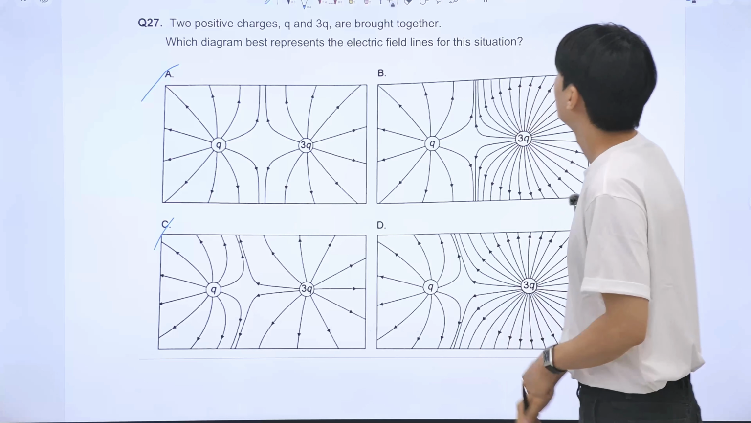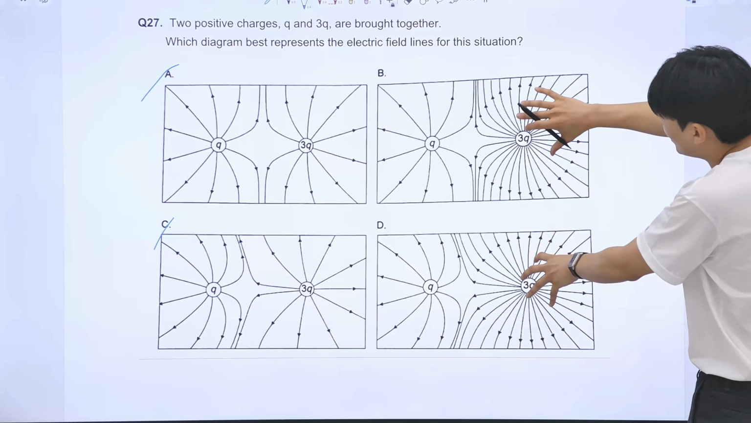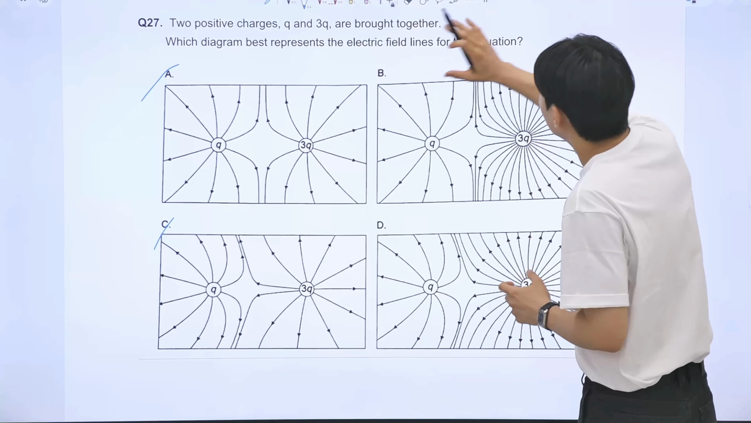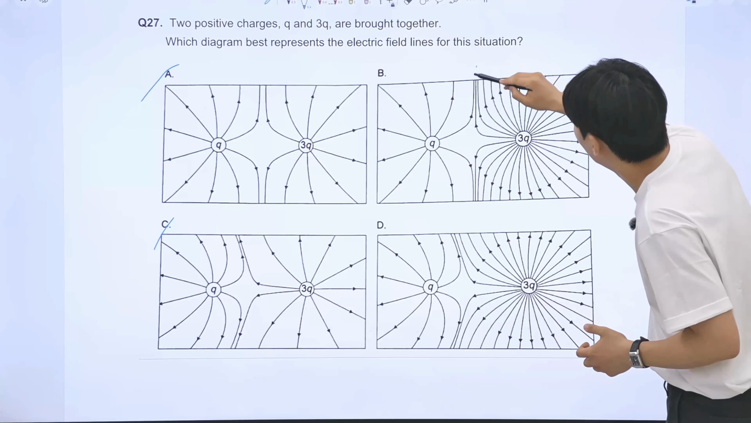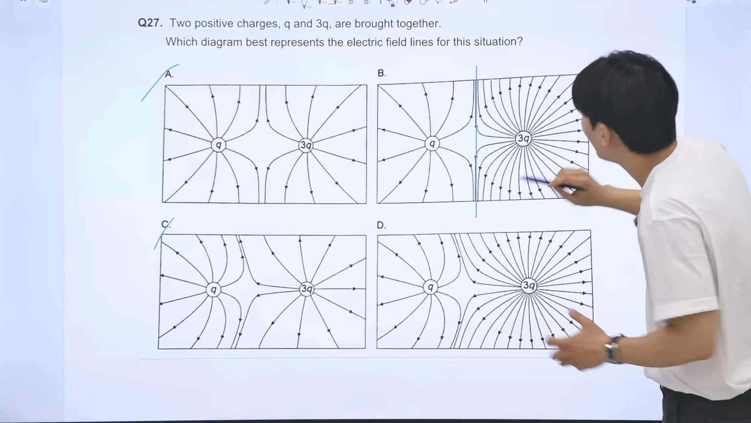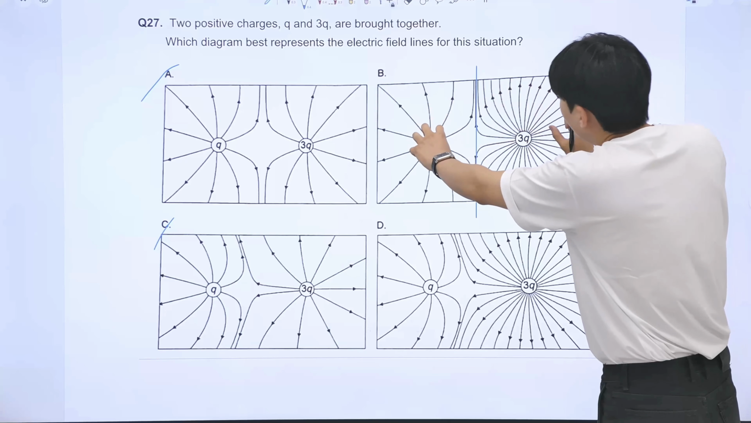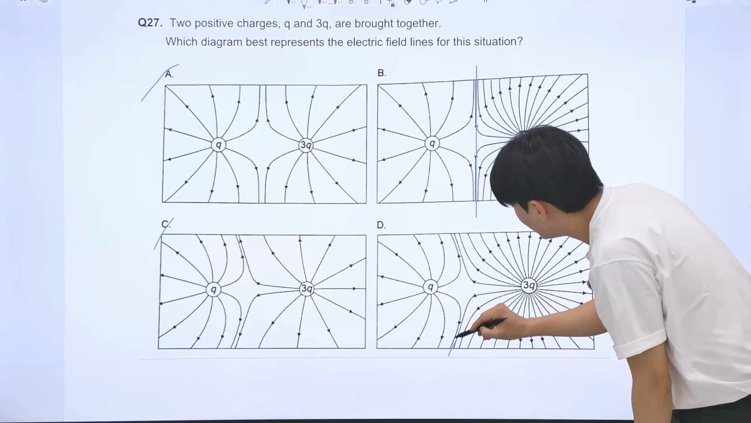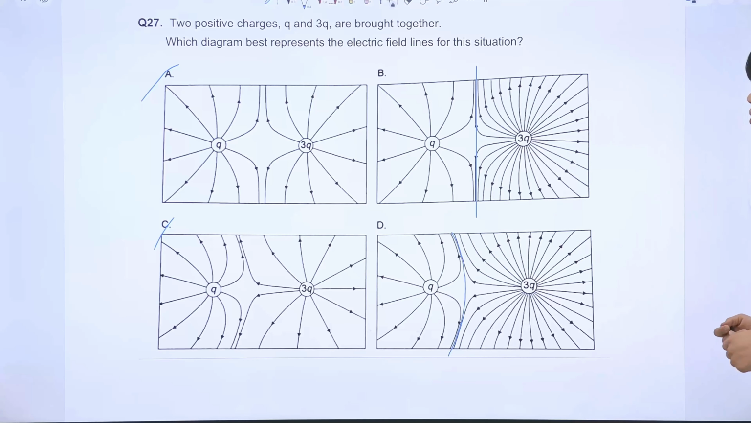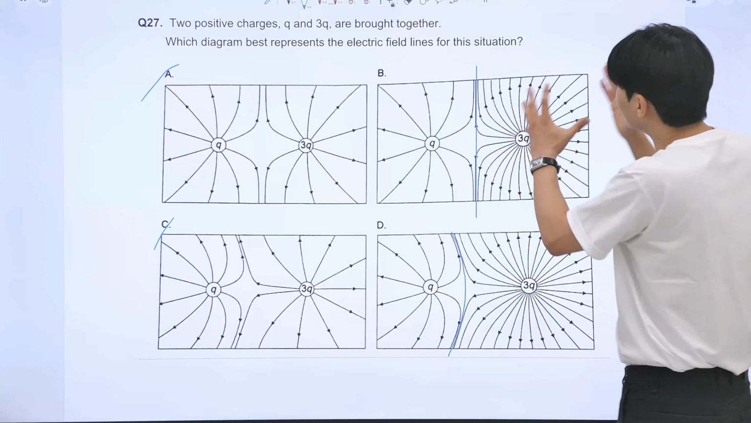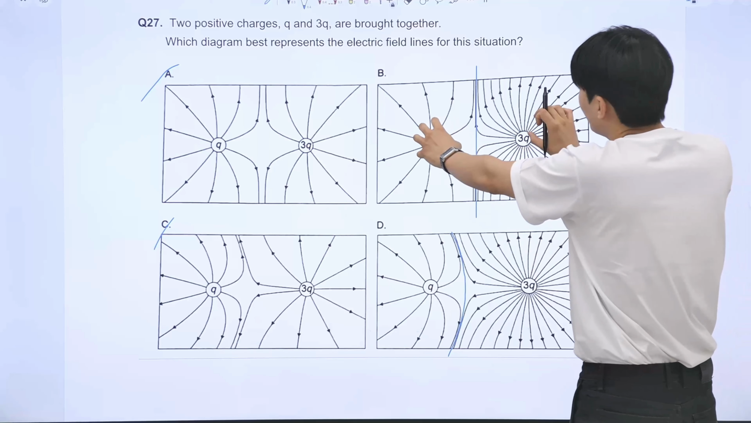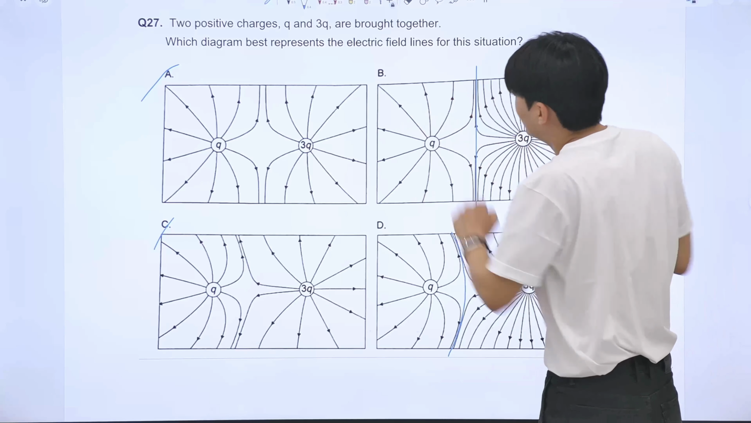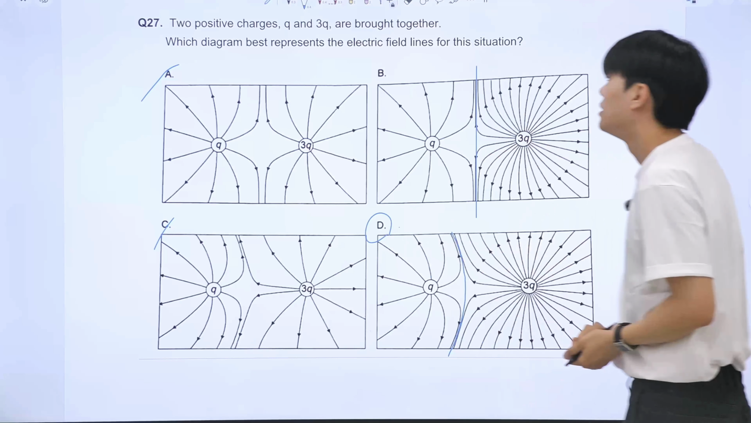That's impossible, right? How about B and D? They have more field lines for the 3Q, but the only difference between D and B is that in B the middle line is at the center between Q and 3Q, but in D it's more toward the Q side, where they have these asymptotes. Which one do you think is correct? Obviously, it's not going to be at the center between Q and 3Q because 3Q is greater than Q. So it has more power, so it has to push toward the Q side, which is D. It's a pretty easy one.